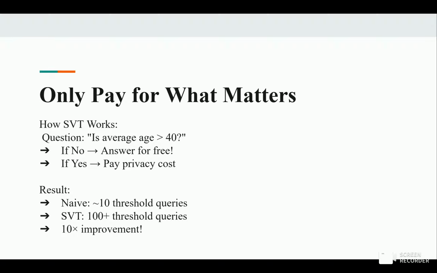The sparse vector technique you can think of like a toll road where you only pay when you exit. We're answering threshold queries like, is the average age above 40? If the answer is no, we answer for free, so no privacy cost, and we only pay when the answer is yes. This means we can answer over 100 threshold queries compared to just 10 with the naive method. This is good for monitoring systems that check if metrics exceed certain thresholds.